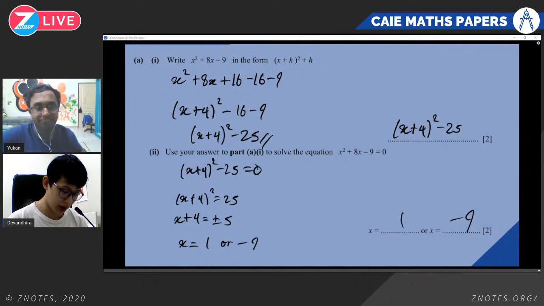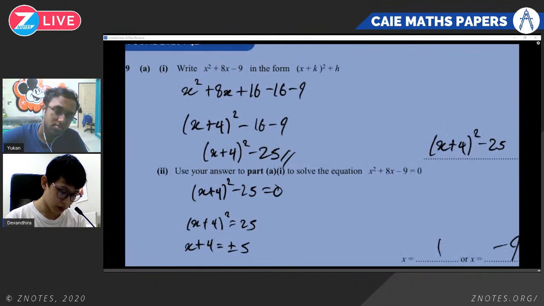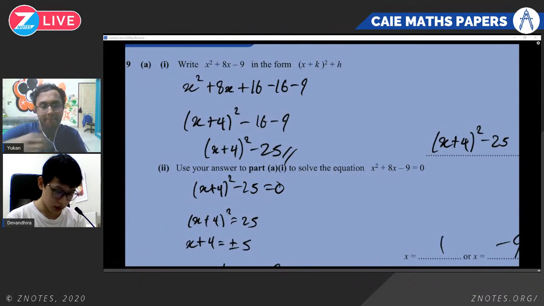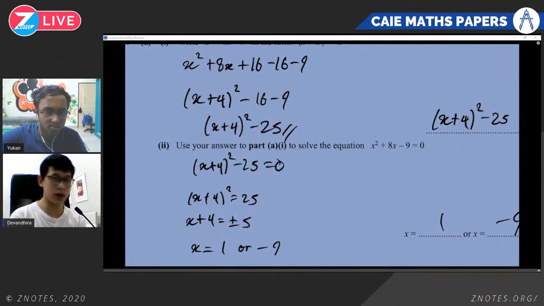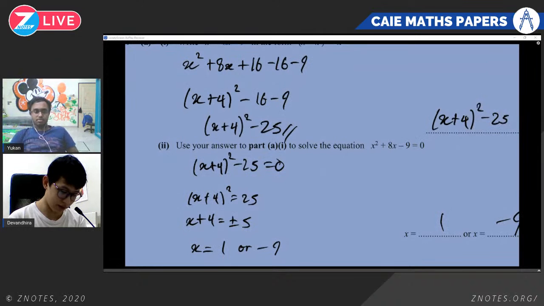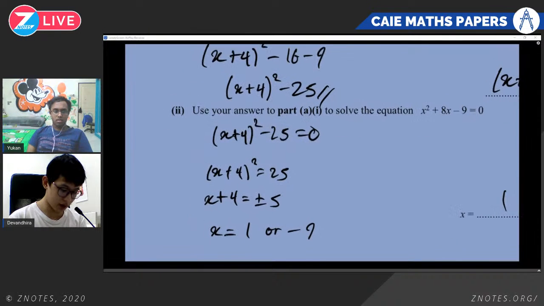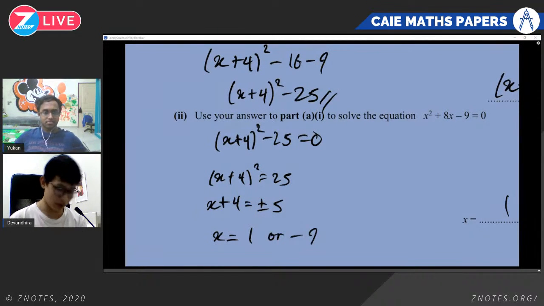Use your answer in part a(i) to solve the equation. Yeah, this one. So because we know that this can be written this way in a complete square form, we can just instantly replace that. So we have this equation right here, x plus 4 squared minus 25 is equal to 0. Make 25 to the other side and take the square root. But remember, if you take the square root, don't forget your plus minus.